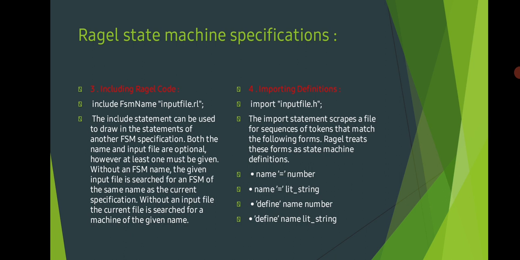Fourth, importing definitions. Import "input_file.h". The import statement scans a file for a sequence of tokens that match the following forms. Ragel treats these forms as a state machine definition. Name equal to number. Name equal to literal string. Define name number. Define name literal string.